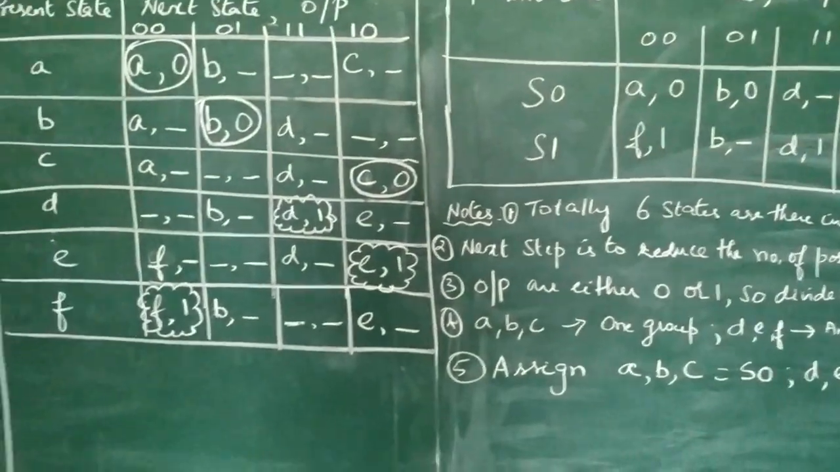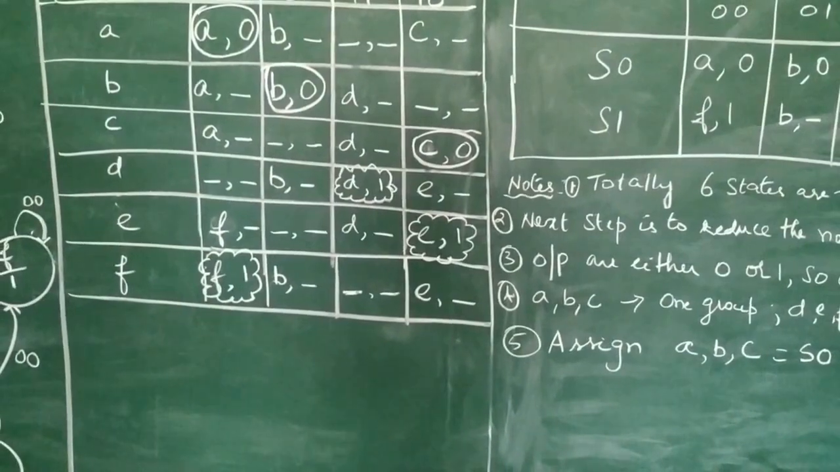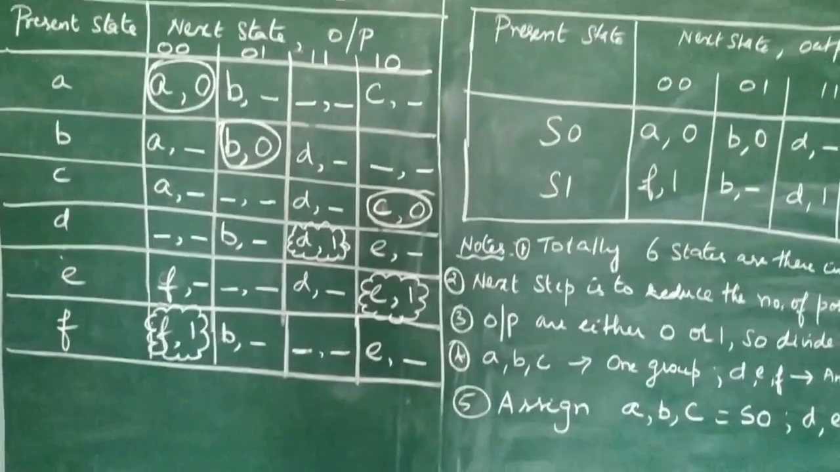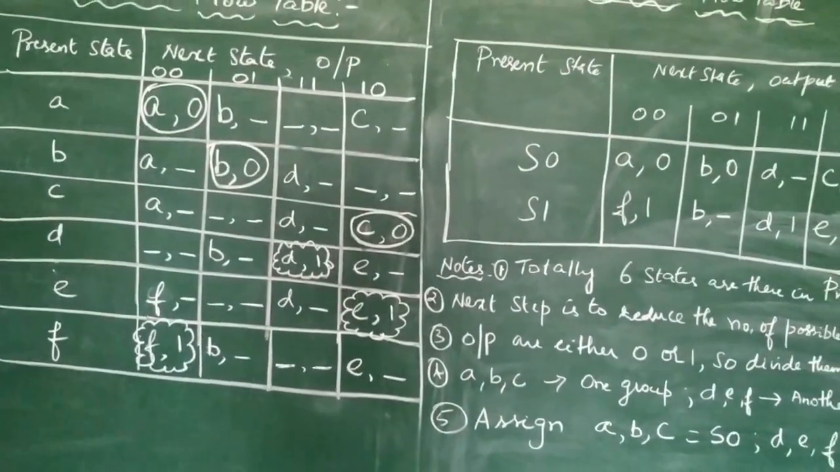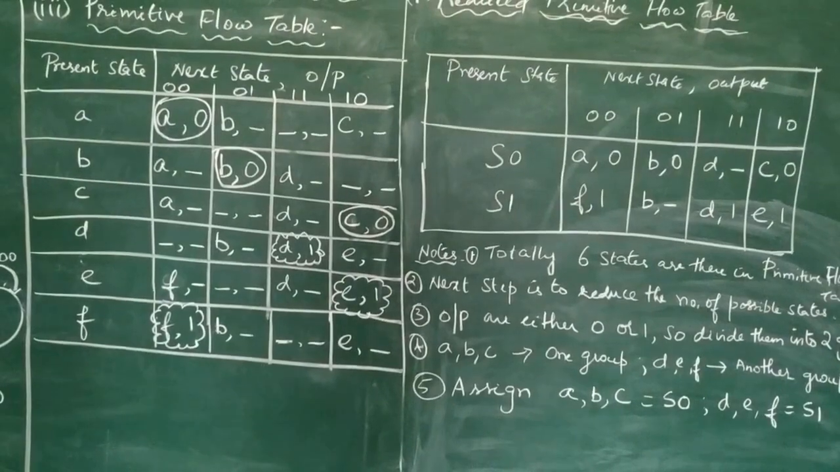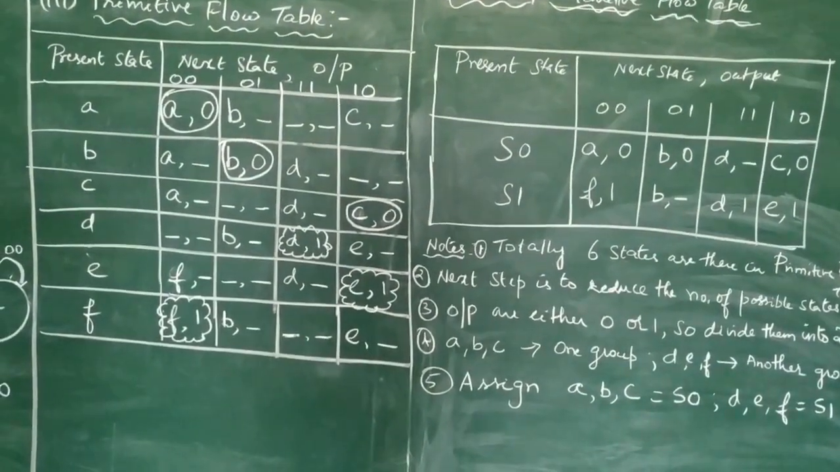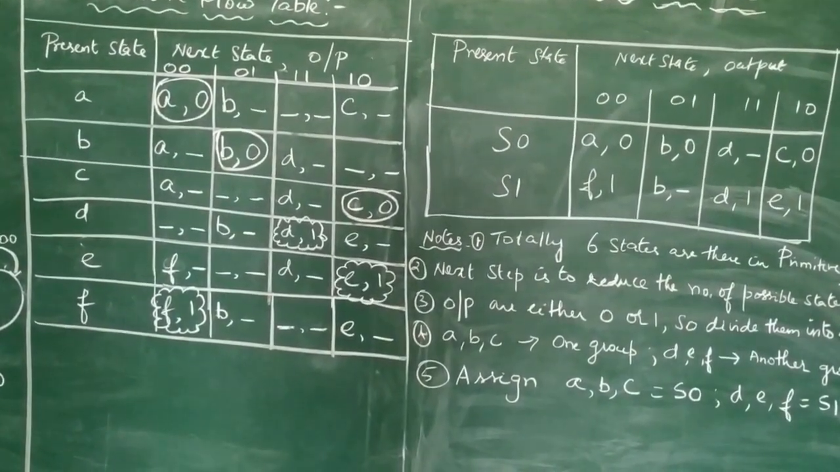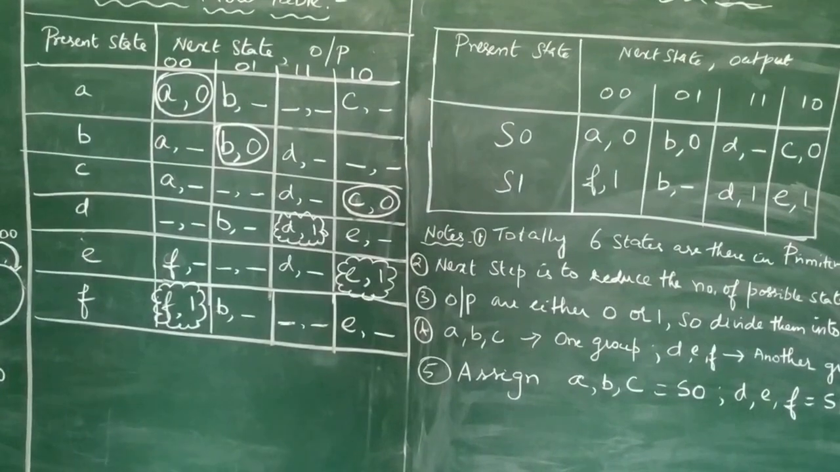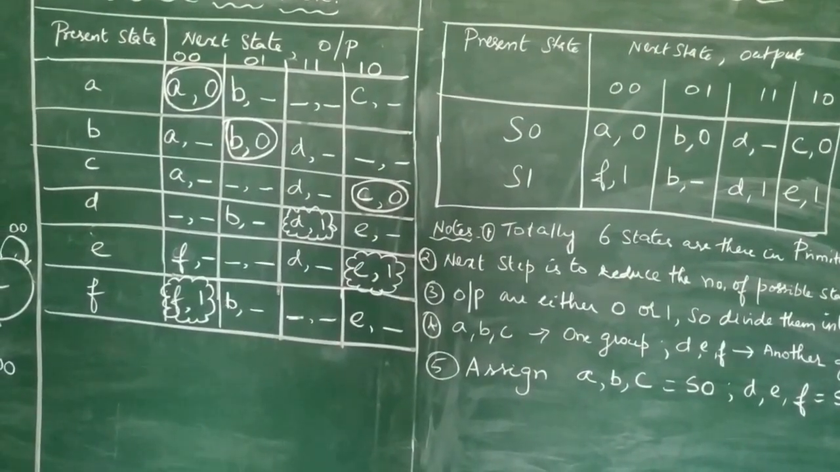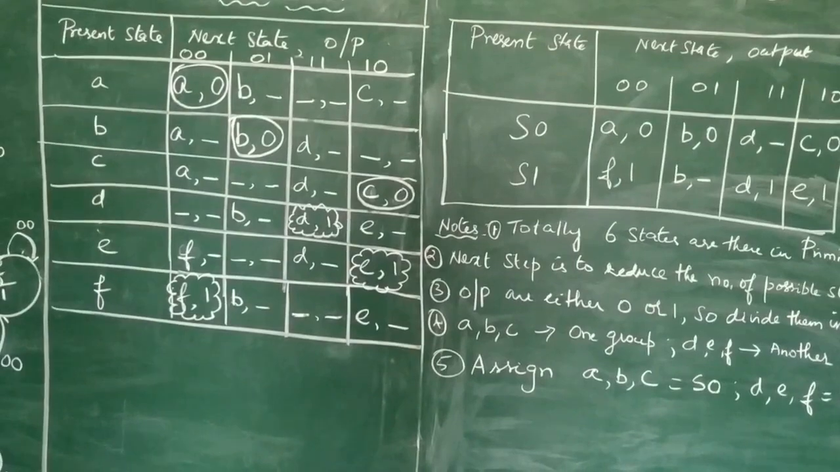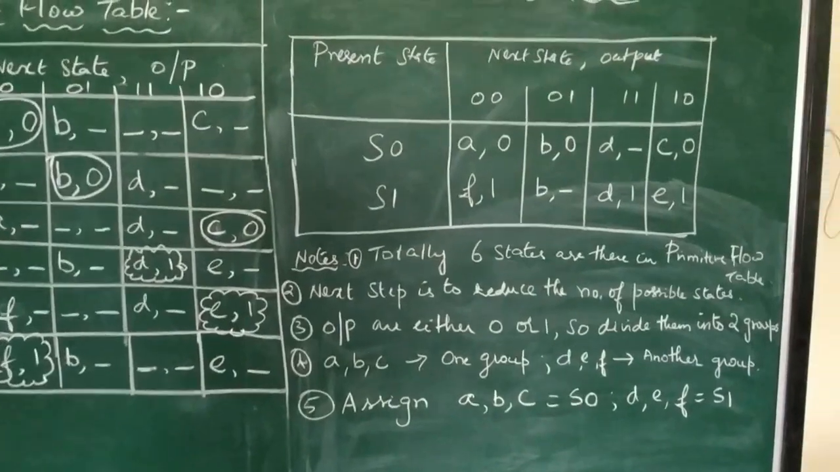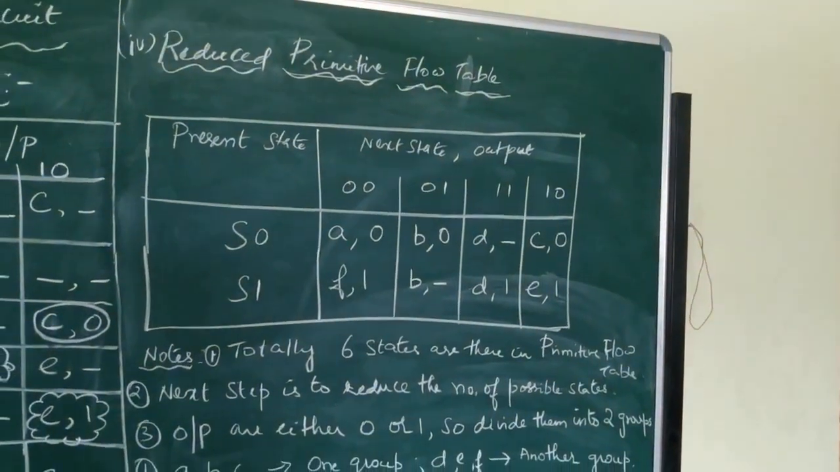Then coming to S1, D, E, F are replaced or assigned with S1. In that, look into the steady state. For 0, 0 it is F, comma 1. Write it there. And then for 0, 1, there is no steady state with an output 1, so write B, comma dash. You cannot write B, comma 0 because it is already written in the first state S0. And then for the 1, 1 column of input, we have D, comma 1. For the 1, 0 column, we have E, comma 1. So this is the way you form the reduced primitive flow table.